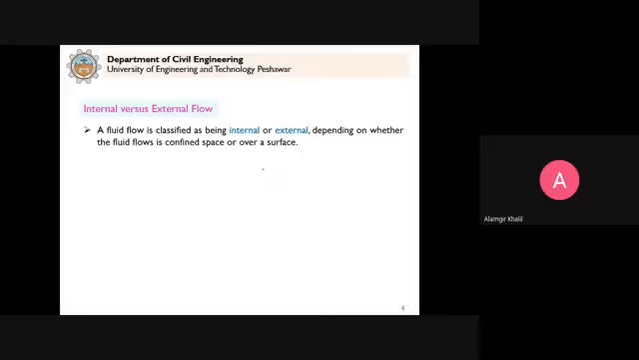Now, before we start this chapter, we should know the difference between internal and external flow. So a fluid flow is classified as being internal or external depending on whether the fluid flows in a confined space or over a surface. Clear? So when it is a confined space, then we can say it is internal flow, or when the fluid flow is over a surface, then we can say it is external flow.